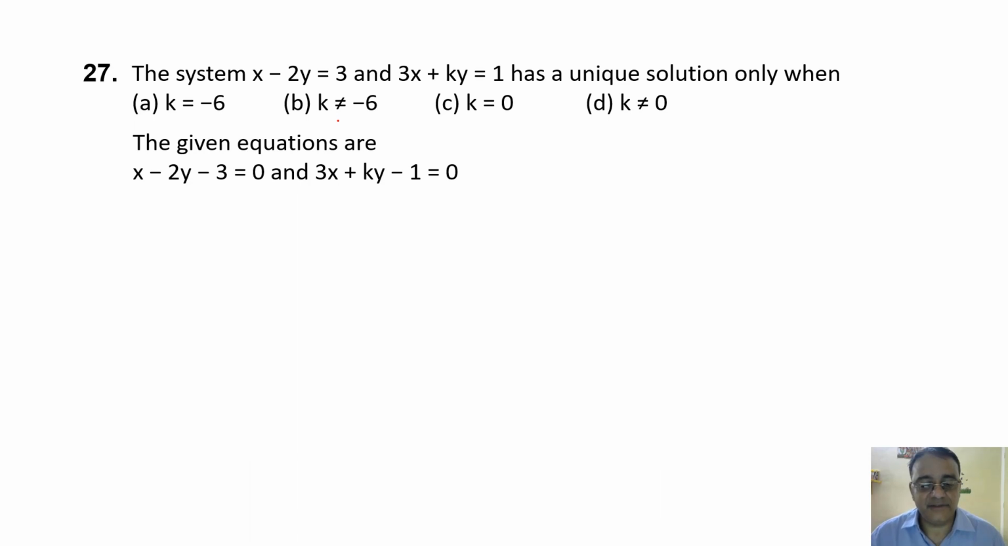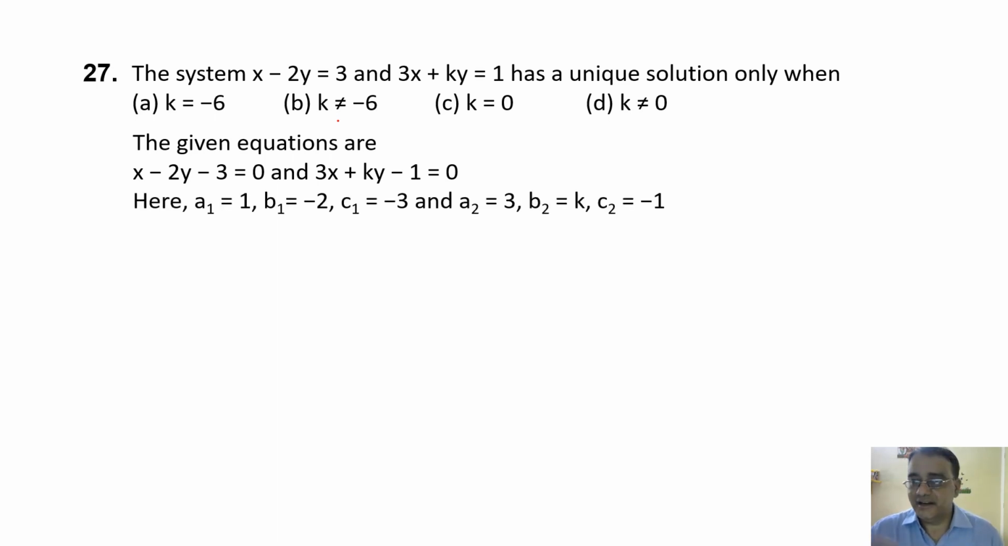Now we will write a1, b1, c1. So what is a1? 1. b1? Minus 2. c1? Minus 3. a2? 3. b2? Plus k. And last, c2? Minus 1. Very good. So now the condition is given unique solution. So what is the condition of unique solution? A1 upon A2 is not equal to B1 upon B2. Very good.